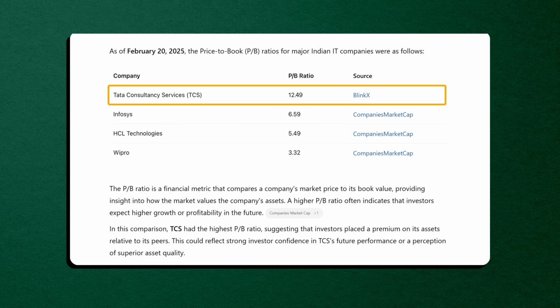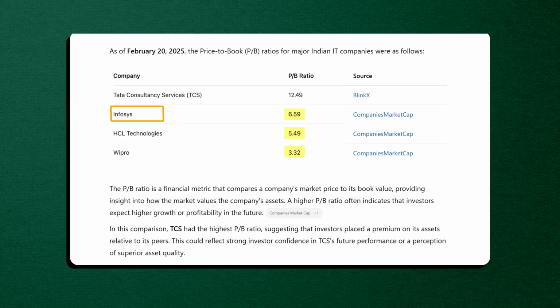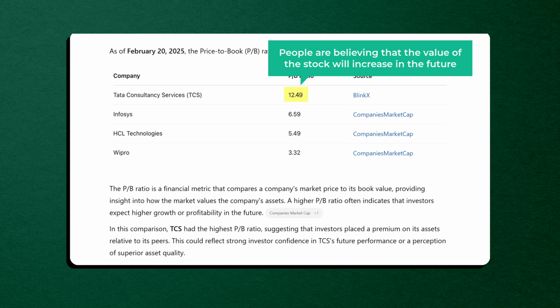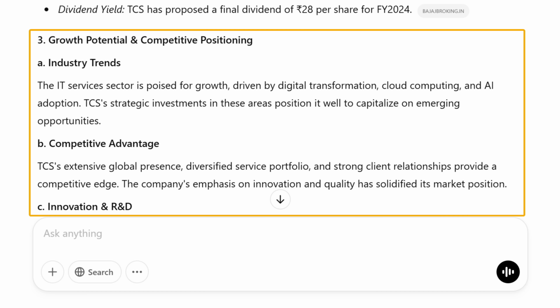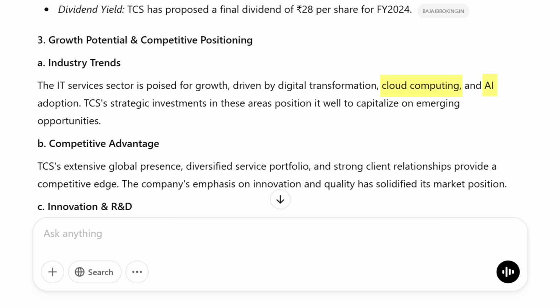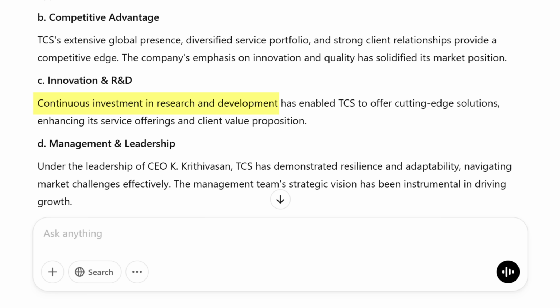Now, the PB ratio of TCS is 12.49. And comparing this with the company's competitors such as Infosys, HCL and Wipro, you can see that TCS has the highest PB ratio, which means people are believing that the value of the stock will increase in the future. And here we have the dividend amount the company has given in the previous year, which was Rs 28 per share. It might not sound like a huge amount, but it's quite reasonable among IT sector companies. You can also assess the company's growth potential by looking at its investments in emerging areas like cloud computing and AI. And continuous investments in R&D along with the strong leadership has also contributed to its revenue growth.